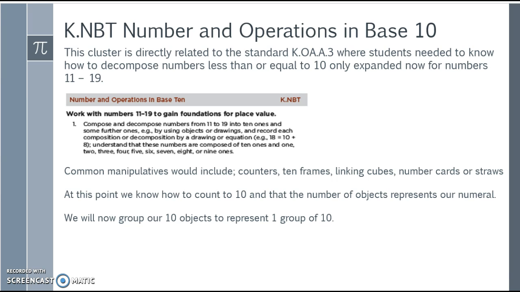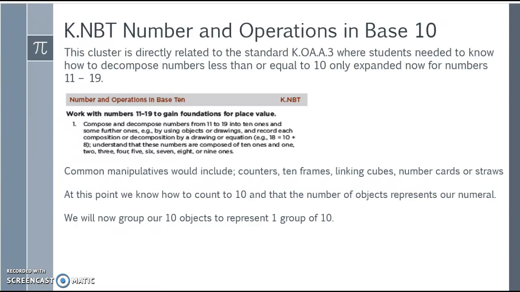So this cluster is directly related to the standard K.OA.A.3, where students needed to know how to decompose numbers less than or equal to 10. This is what we ended with in the last lesson last week, only expanded now for numbers 11 through 19. Some of the same techniques that you used for numbers 1 through 10, you could then redo for 11 through 19. Some common manipulatives would include counters, 10 frames, linking cubes, number cards, and groups of straws.